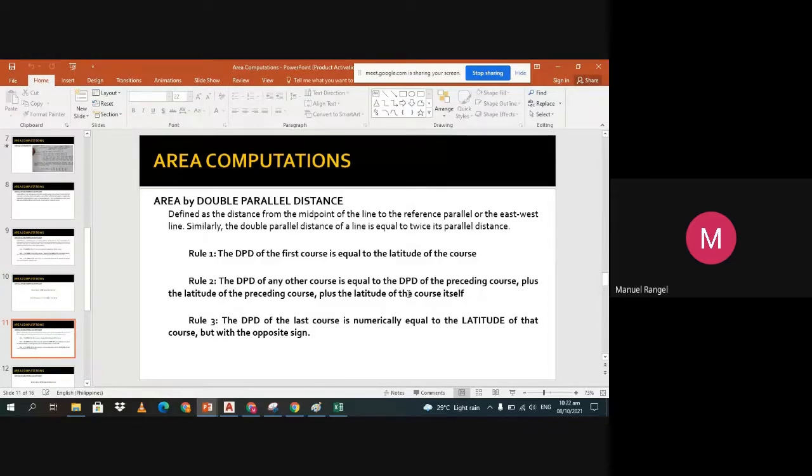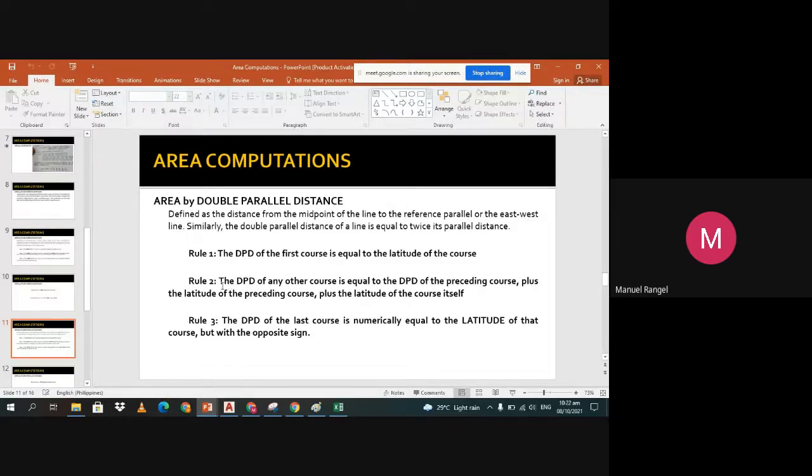The method of DPD, or the double parallel distance, is defined as the distance from the midpoint of the line to the reference parallel or to the east-west line. Similarly, the double parallel distance of a line is equal to twice its parallel distance. So for rule number 1, the DPD of the first course is equal to the latitude of the course. It's almost the same as the rule for DMD, only DPD instead of DMD.